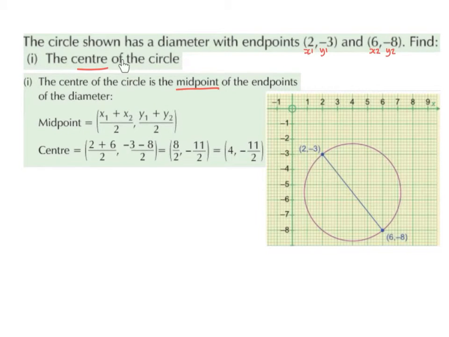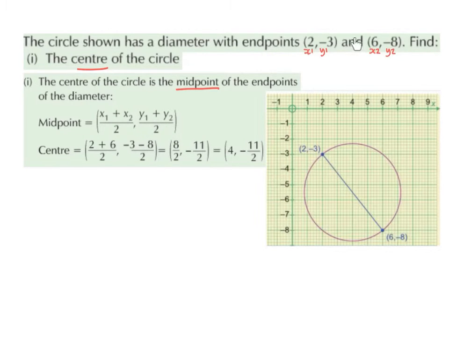So part 1, find the centre of the circle. The centre of the circle is the midpoint of the endpoints of the diameter. So we need to find the midpoint of (2, -3) and (6, -8). We're going to use our midpoint formula, which is (x1 + x2) divided by 2, comma, (y1 + y2) divided by 2.